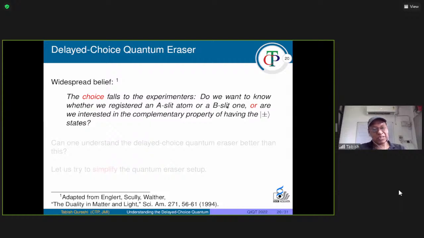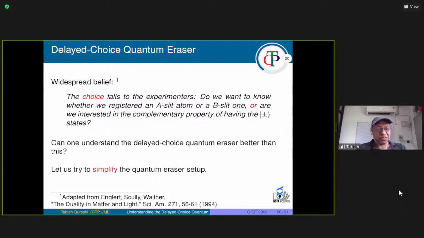But again, as I said, this gives you a completely weird physical picture, no? After the particle has landed on the screen, it did whatever it had to do while passing through the two slits. How can you choose later what the particle did when it was passing through the double slit? So now, can one understand this delayed choice quantum eraser better than what is given by this picture? In the following, I'll try to simplify this quantum eraser setup so that it is easier to understand.